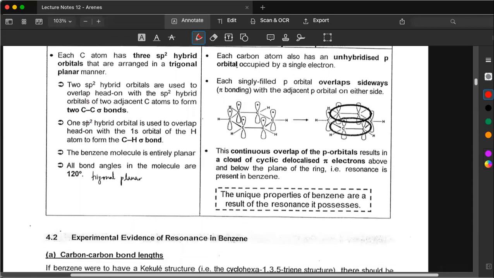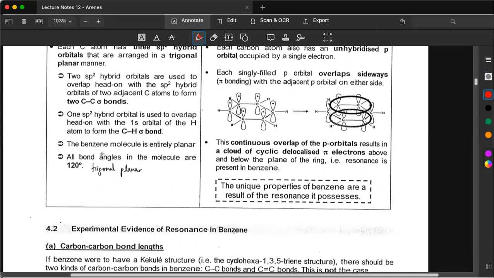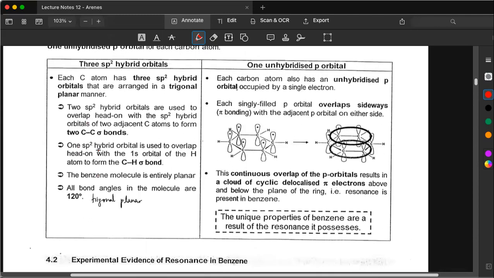1 sp2 hybrid orbital is used to overlap head-on with the 1s orbital of the H atom to form the C-H sigma bond. The benzene molecule is entirely planar. All bond angles are 120 degrees.